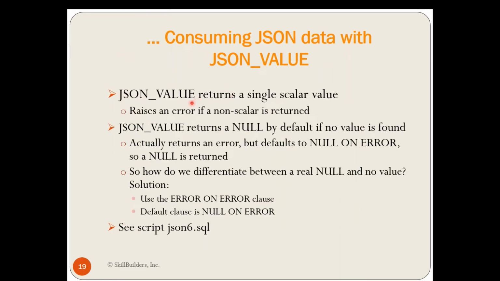Can the JSON_VALUE function get a blob? Nope. JSON_VALUE must return a single value: a string, a number, a date, or whatever. If you try to return anything more than that, it will give you an error. So right here, you led me right into it. It raises an error if a non-scalar is returned.